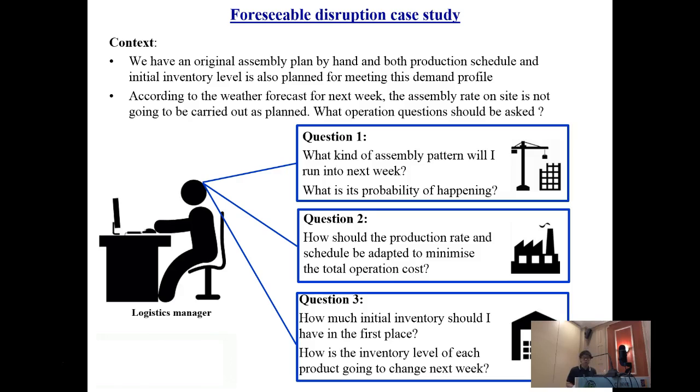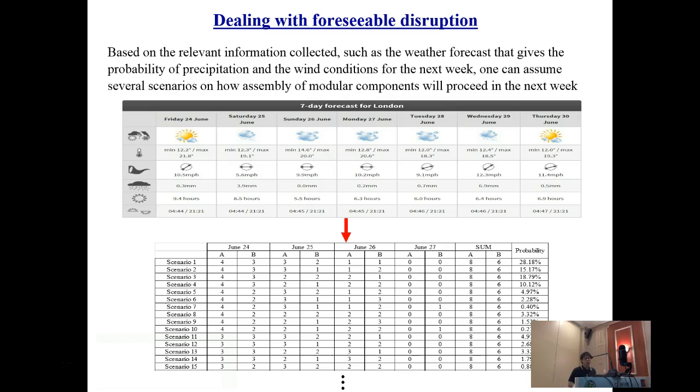For answering these questions, a mathematical model has been developed through mixed integer linear programming. For the model input, also according to the previous study, the relationship between the daily assembly rate and the weather condition has been established through a semi-trapezoidal function. So this research has adopted this semi-trapezoidal function and integrated it with the weather forecast data obtained from the UK Met Office to generate all the possible demand scenarios that may happen in the next week, and also their probability of happening.